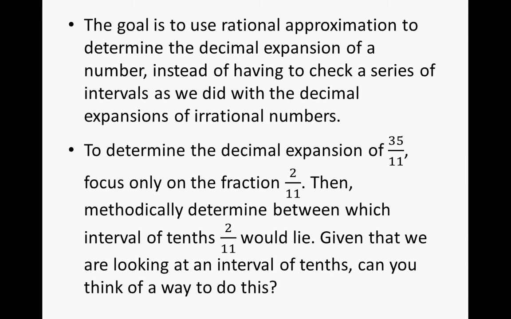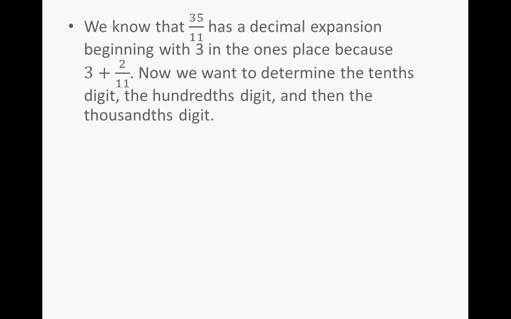To determine the decimal expansion of 35/11ths, focus only on the fraction 2/11ths, then methodically determine between which intervals of tenths 2/11ths would lie. Given that we are looking for an interval of tenths, can you think of a way to do this? Well, we know that 35/11ths has a decimal expansion beginning with 3 in the ones place, because 3 plus 2/11ths. Now we want to determine the tenths digit, the hundredths digit, and then the thousandths digit.